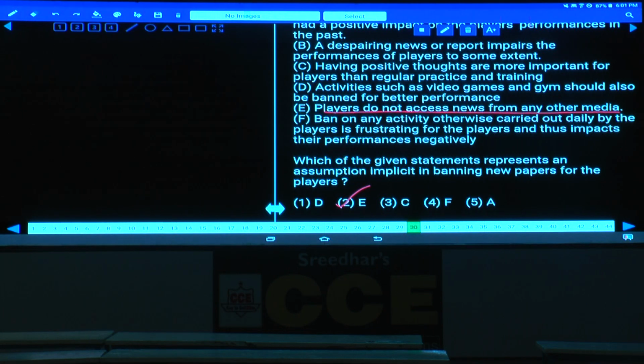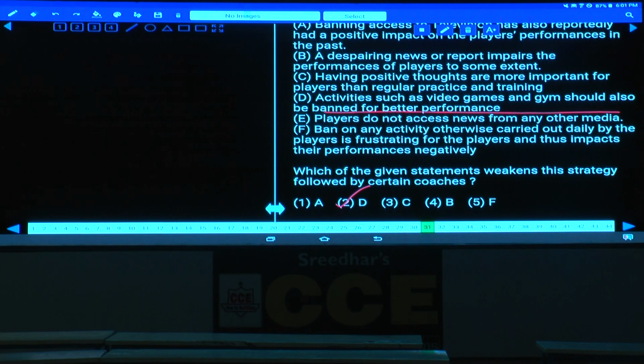As they have not banned this one, assuming that these people will not access through other media. Clear now? Hence E is an assumption. Acha, you said only one choice is given. If it had been given as only D and E, we could go further. Next one, question number 31. Yes, question number 31. What is the answer here?